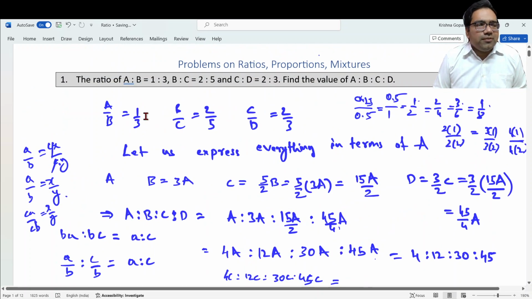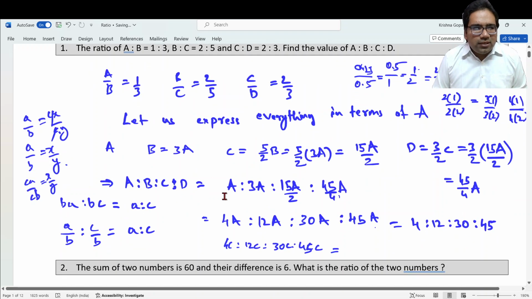So if given A by B equal to something, B by C equal to something, C by D equal to something, what we have to do is express everything in terms of one common factor. Here in this case, we express in terms of A. You can do the same by expressing it in terms of B or C or D, whichever is convenient for you. Then once you do all of that, you do LCM and bring them onto the same base, right? So here LCM is 4, so that's why I multiply everything with 4.